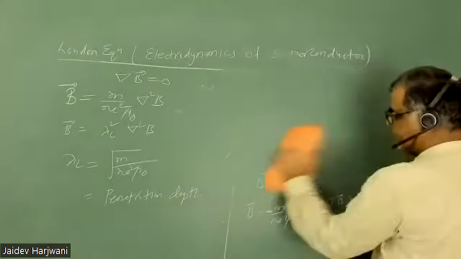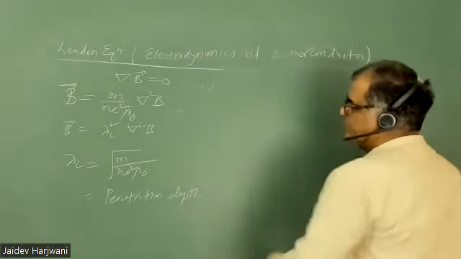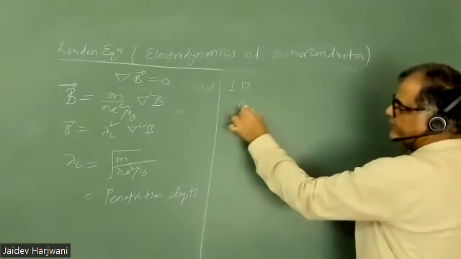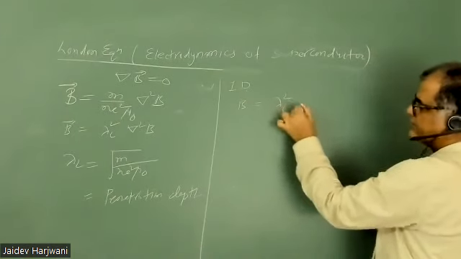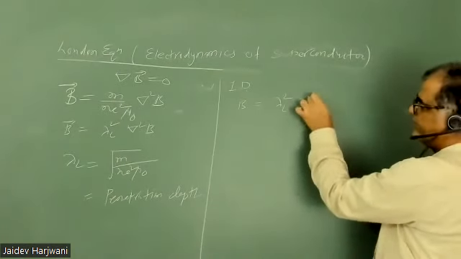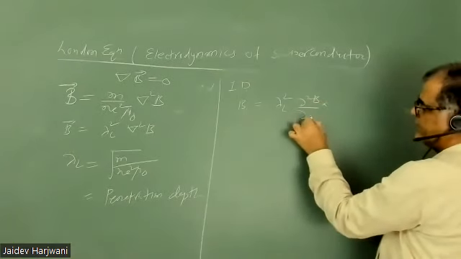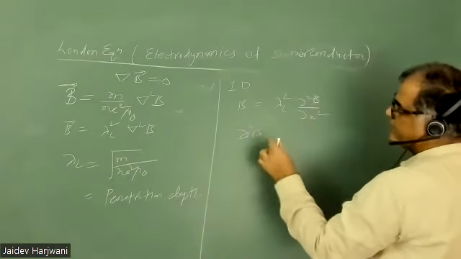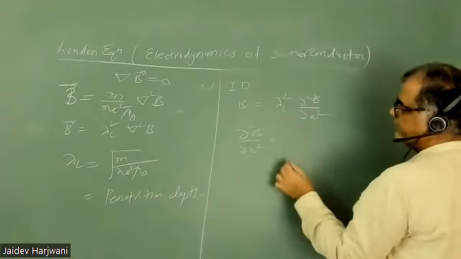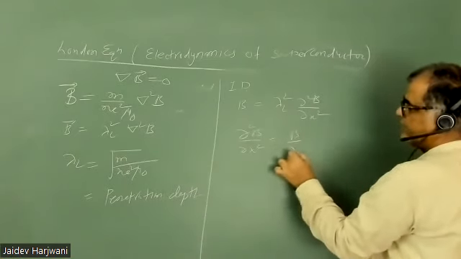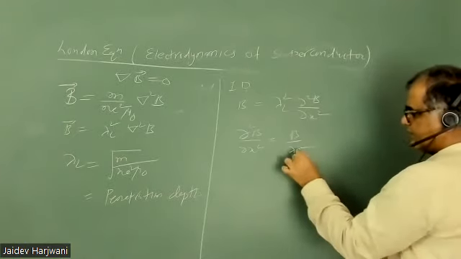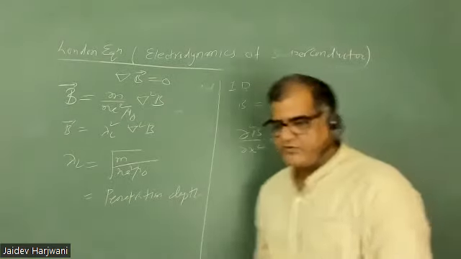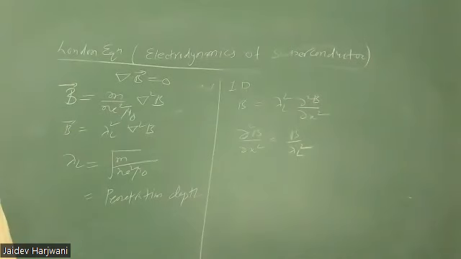Now let me write this equation in 1D. This equation can be written as del square B by del x square equals B upon lambda L square. Now tell me the solution of this equation. What are the solutions of this second order equation?